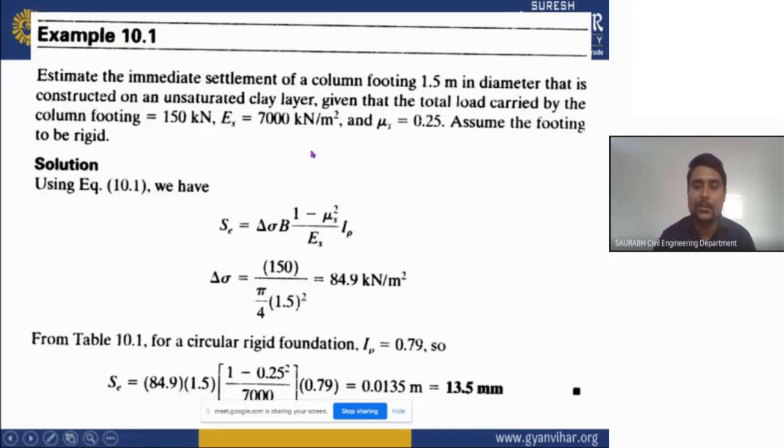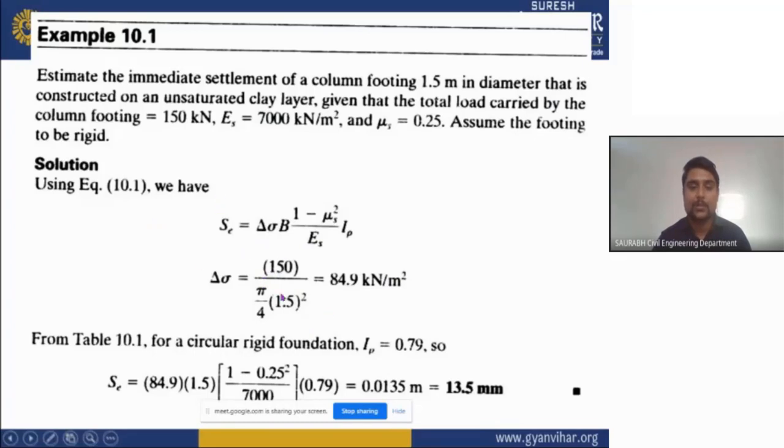And if it is not given here what kind of footing it is, then you can assume it yourself. And now we will see the solution, how you will solve this question. Here you can see we have this formula: S = Δσ B (1 - μ_s²) / E_s I_P. Now what we have to do is put the values in it.